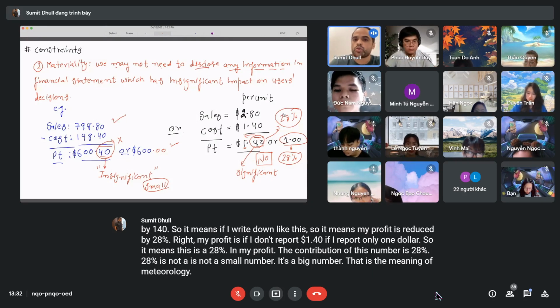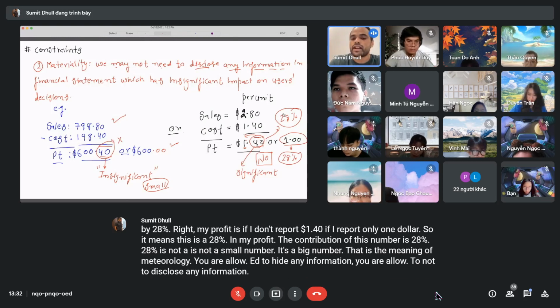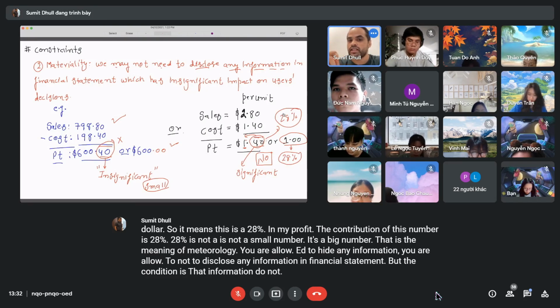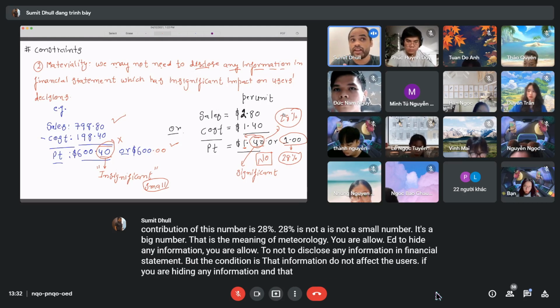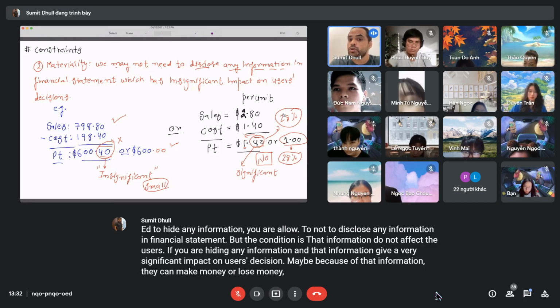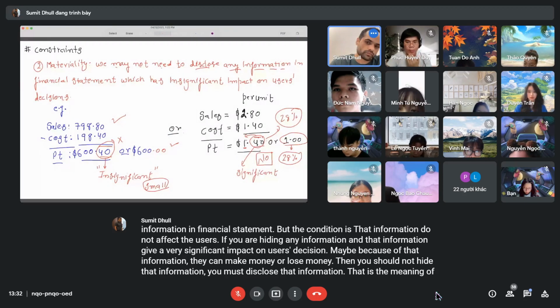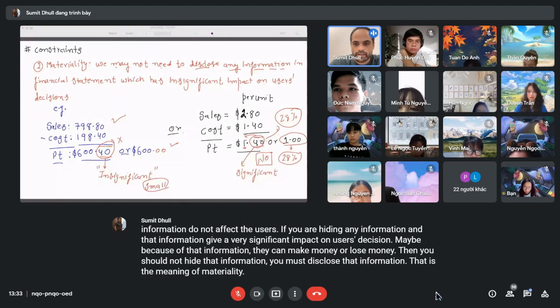You are allowed to not disclose any information in financial statement, but the condition is that the information does not affect the users. If you are hiding any information and that information gives a very significant impact on users' decision, maybe because of that information they can make money or lose money, then you should not hide that information. You must disclose that information. That is the meaning of materiality. Everybody understand materiality?